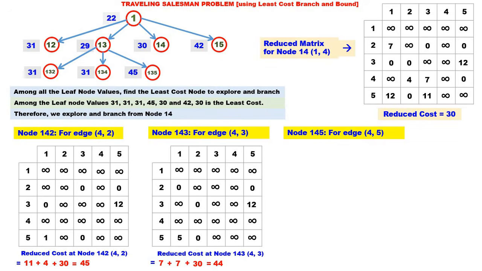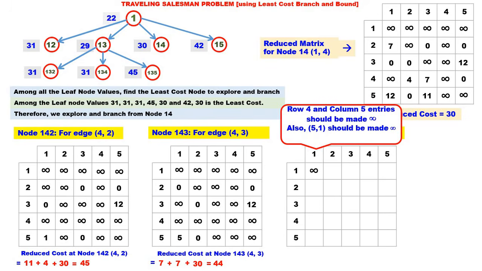Now, 1 4 5. We should consider the edge 4, 5. It is not 1, 4. It is 4, 5. Now, row 4 and column 5 entry should be made infinity. 5, 1 should be made infinity. Yes. Row 4 infinity. Very good. Column 5 infinity. Very good. 5, 1 infinity. Very good. The remaining values just copy down from the reduced matrix of node 1 4.